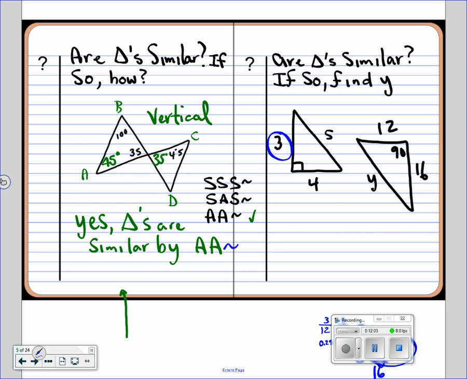Okay, I want you to go ahead and write a relationship, a fraction equals another fraction, and see if you can figure out which sides here belong with these sides over here. Put me on pause and come back and check your work.